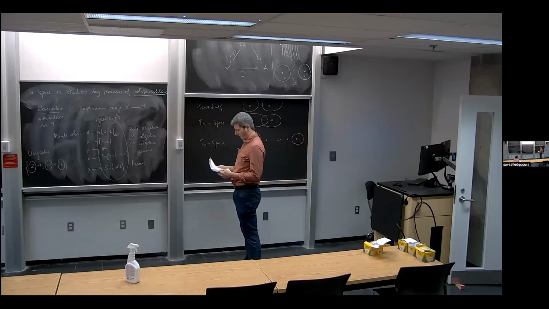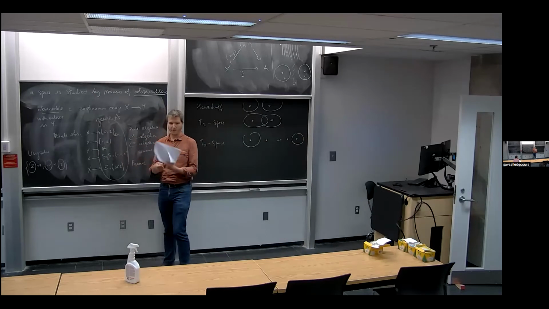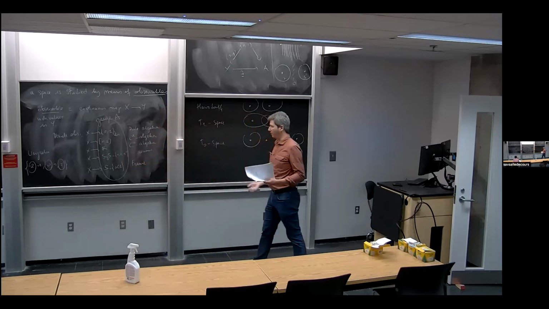Now what I want to introduce as an idea is that sometimes the Sierpinski gauge is not even enough. So we need to consider other gauges. We need to consider other functions with values in other spaces to be able to separate some points more.